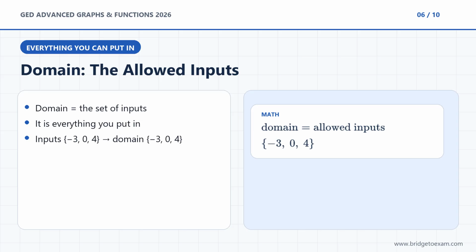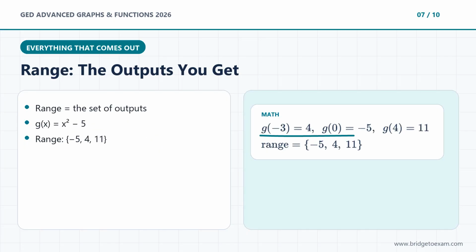Now, two words that sound scary but are not: domain and range. The domain is the set of allowed inputs, every value you are allowed to feed into the function. For the input set -3, 0, and 4, the domain is simply those three x values. Nothing more complicated than that. The range is the set of outputs the function actually produces.